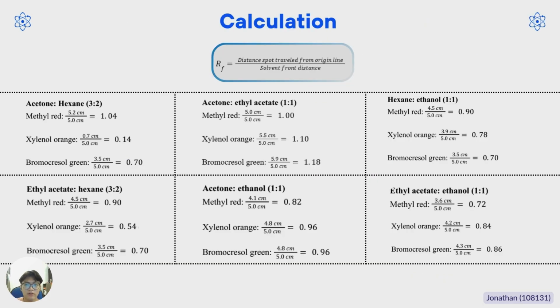Lastly, for our calculation part, we use the formula RF equals the distance the spot travels from the origin line over the solvent front distance. A higher RF value indicates that the component has a higher affinity for the mobile phase, while a lower RF value signifies a stronger adsorption to the stationary phase.